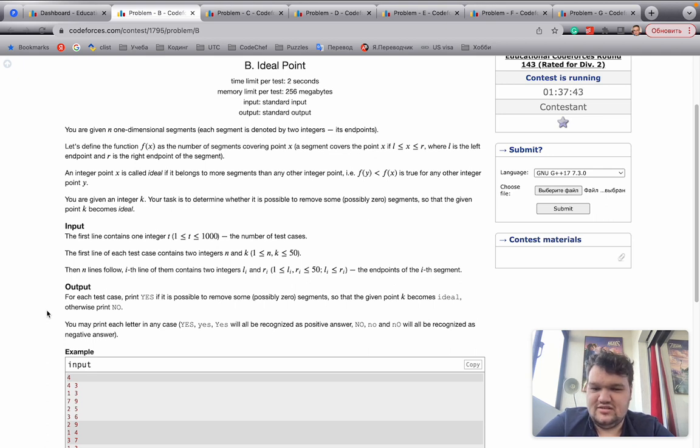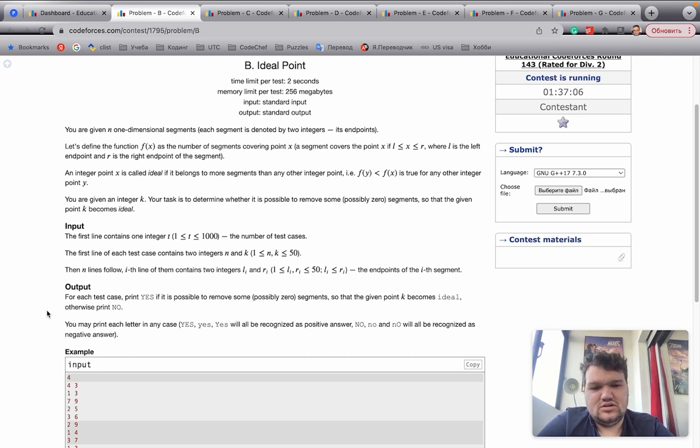So it makes sense to only leave segments that cover our given point, and then it doesn't make sense to remove any of those, because removal of such a segment decreases f in our point by 1 and maybe in some other points, but relative to f for our point, it can increase f in some points that are not covered by the segment by 1.